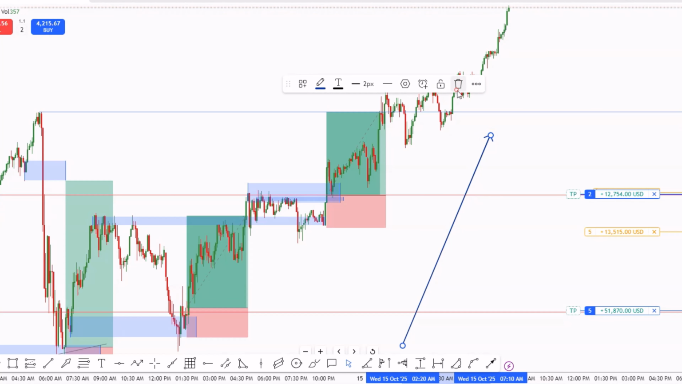So if there's no level for you to execute on the breaker block, you use the other block. Price got back to the other block, you do what? You execute your sells all the way back down. It's that simple. You don't have to stress yourself.